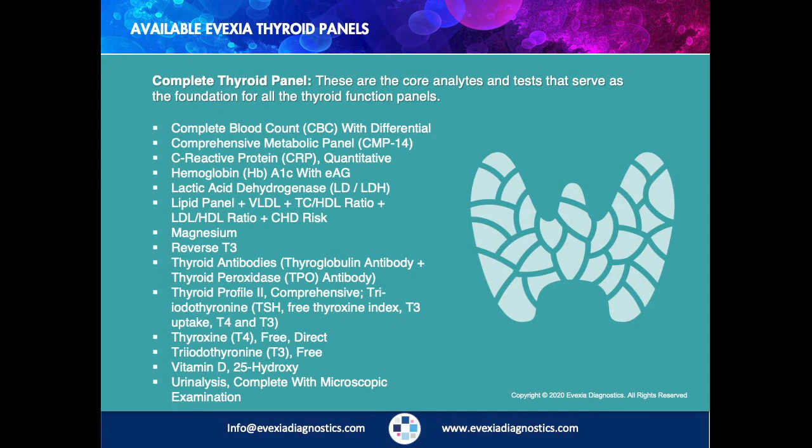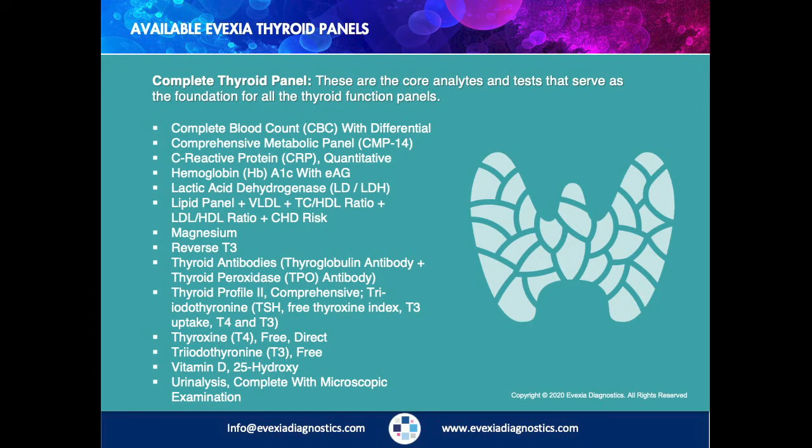So before getting into the details of the Evexia Complete Thyroid Panel, I want you to know that the analytes in this panel are included in the other two panels. So essentially, this panel is the foundation thyroid assessment panel. The Evexia Complete Thyroid Panel is going to give you a clear picture of thyroid hormone production and metabolism, as well as an assessment of overall health by including the comprehensive metabolic panel, CBC, the lipid panel, hemoglobin A1C, magnesium levels, the thyroid profile, thyroid antibodies, reverse T3, vitamin D, C-reactive protein, and the urinalysis.